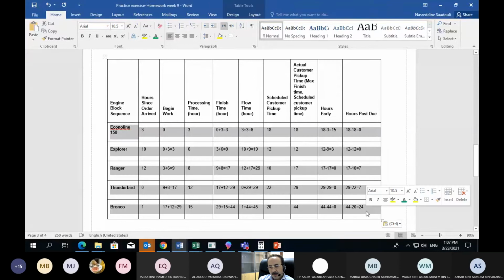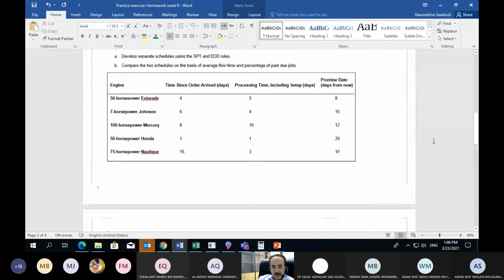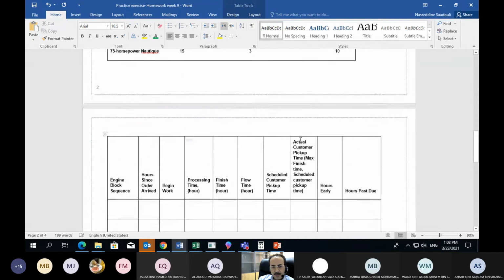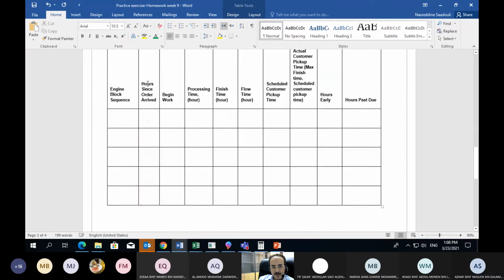Okay, so here we're talking about engines, so same thing except that now it's in days, so we're gonna change these in days. Okay, this is day, so we're gonna copy it. It's in days. All right, so this one would be days early and days past due.